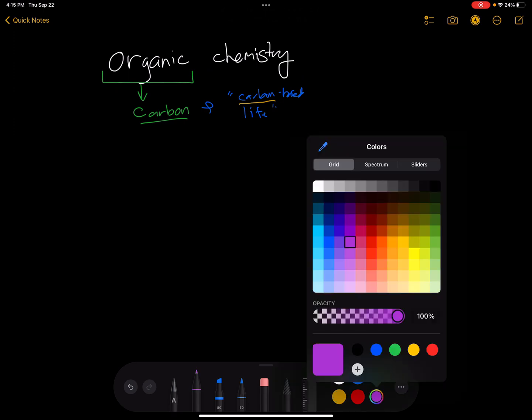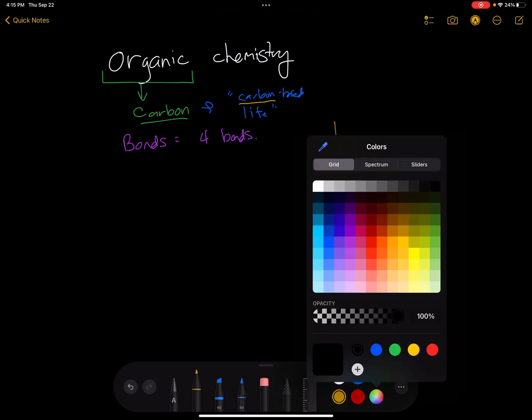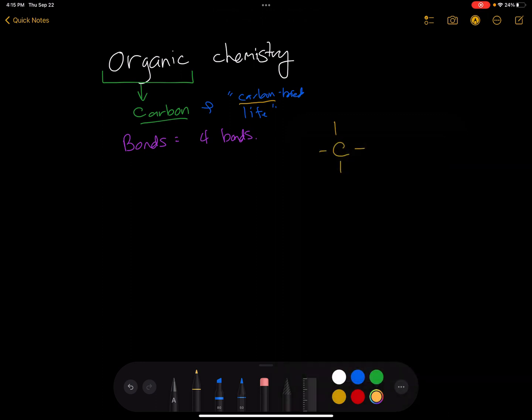Now, one special thing about it is the number of bonds it can do. Carbon can have 4 bonds, right? So if I drew a carbon molecule, here's carbon, and then I can have 4 things attached to it, just like this, okay? This right here, carbon, if there's nothing else specified attached to it, they're always hydrogens.